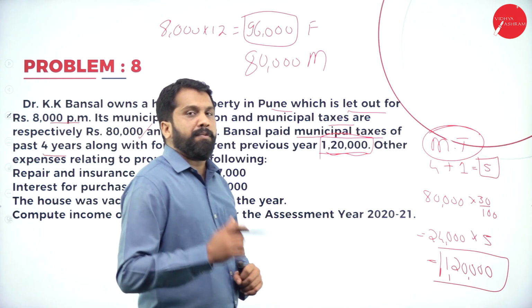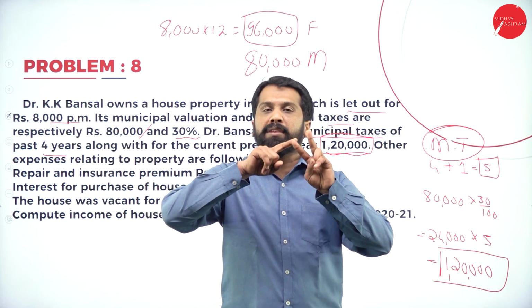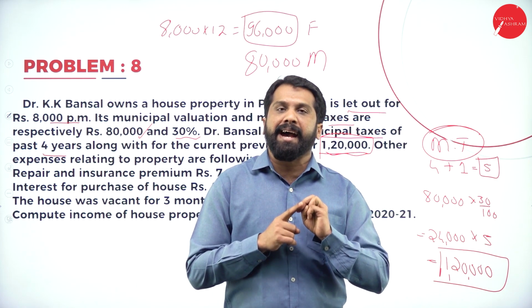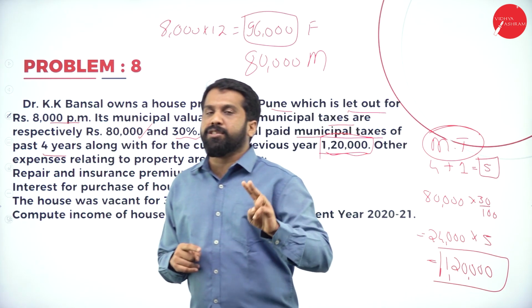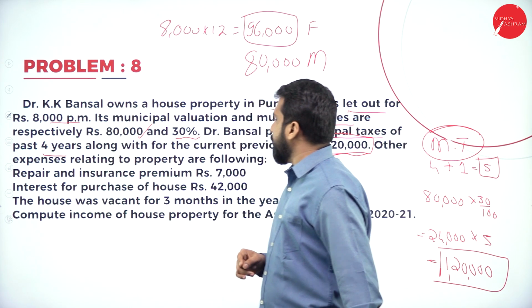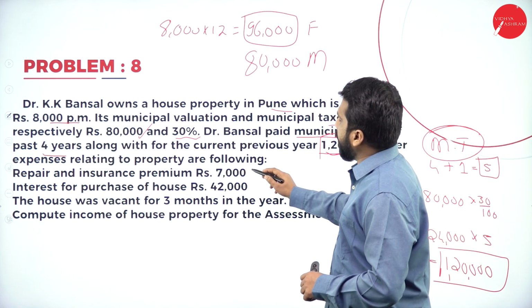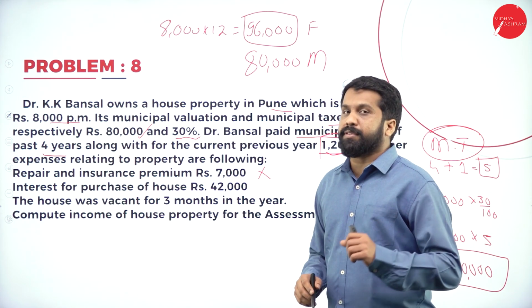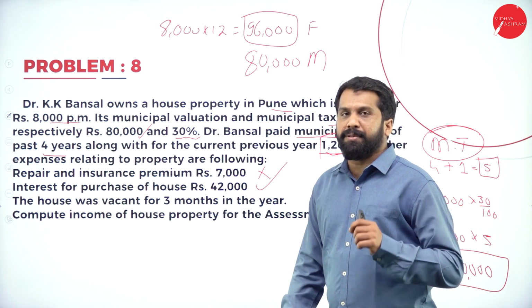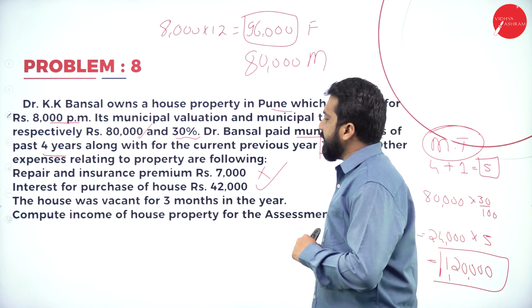As I told you, which are the expenses we can minus? Only two. One will be interest, other will be 30% deduction on net annual value. Other than these two, you are not supposed to deduct anything. Now, in this, the house was vacant, so they have paid repair and insurance. We are not supposed to take. Then, interest for the purchase, yes, you are supposed to take. Then, the house was vacant for 3 months in the year.